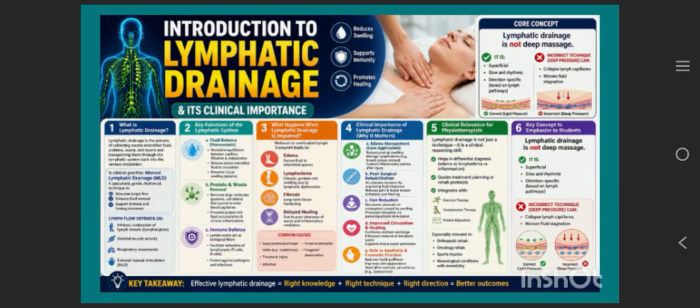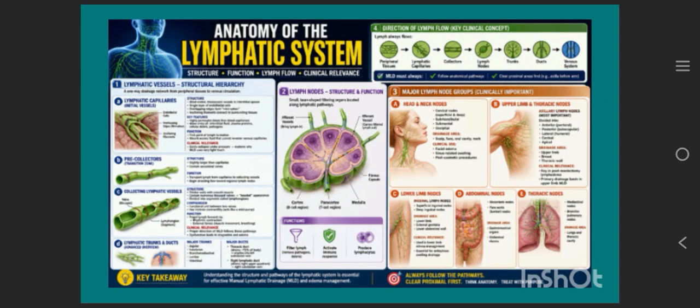Its clinical application through MLD plays a crucial role in managing edema, enhancing recovery, and improving patient outcomes across multiple healthcare domains. So our first topic has been completed. Let's move ahead to the second topic. Now we will discuss the anatomy of the lymphatic system.